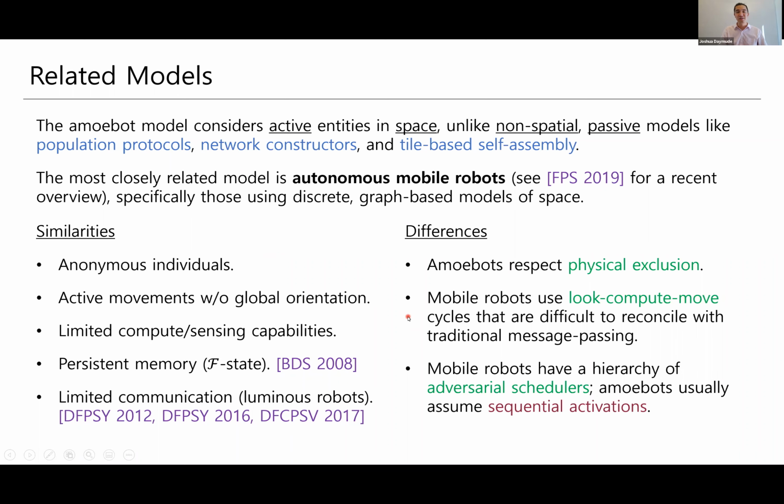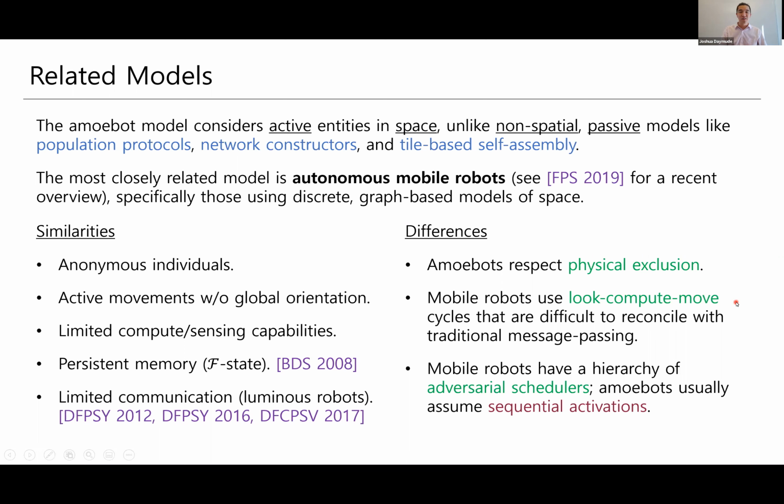Nevertheless, there are a few differences that do matter. First of all, Amoebots respect physical exclusion. This means that at each node, there can be at most one Amoebot, whereas in the mobile robots, many agents can pile up on a single node. This does affect algorithm design, especially when there are conflicts, like multiple Amoebots trying to be in the same space. So this makes the Amoebots a bit more complicated.